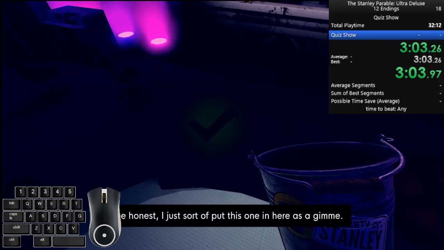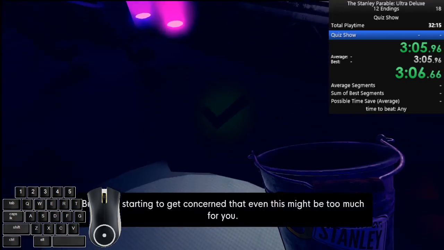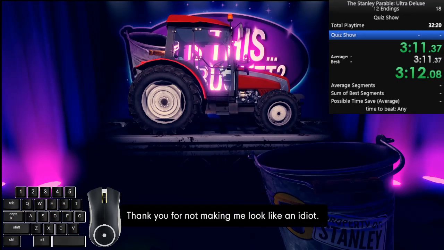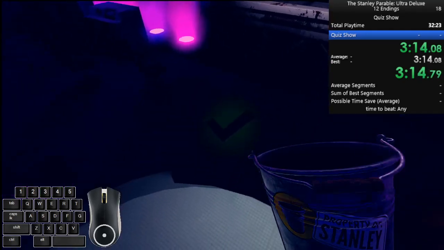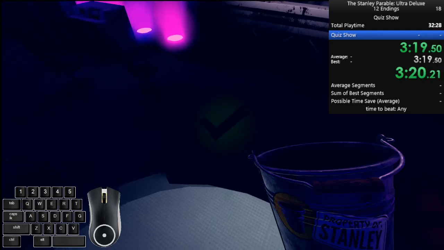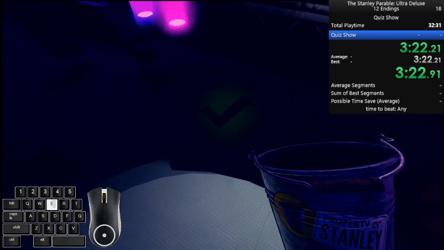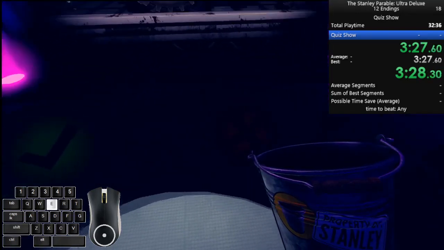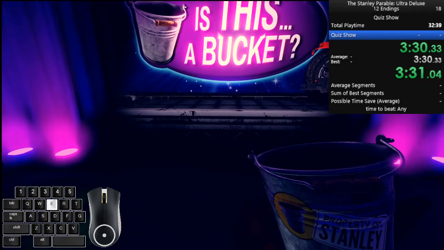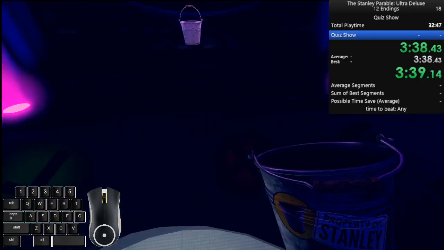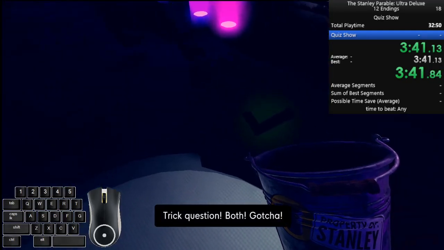To be honest, I just sort of put this one in here as a gimme, but I was starting to get concerned that even this might be too much for you. Thank you for not making me look like an idiot. Okay, next one. Is this a bucket? Correct. This is a bucket. Item 6. Is this a bucket? Trick question. Both. Gotcha.